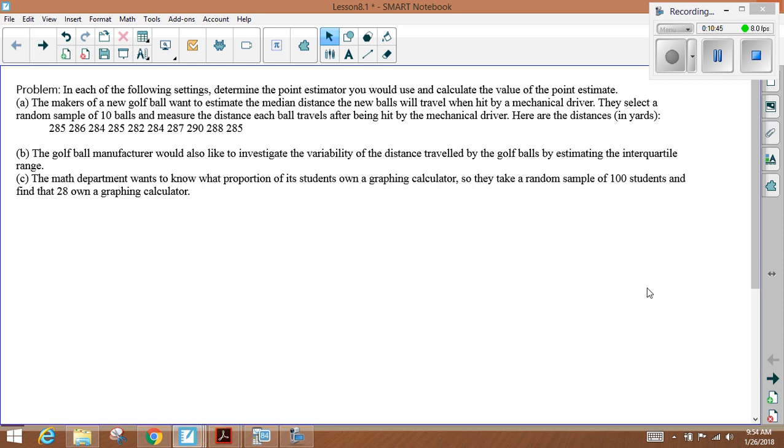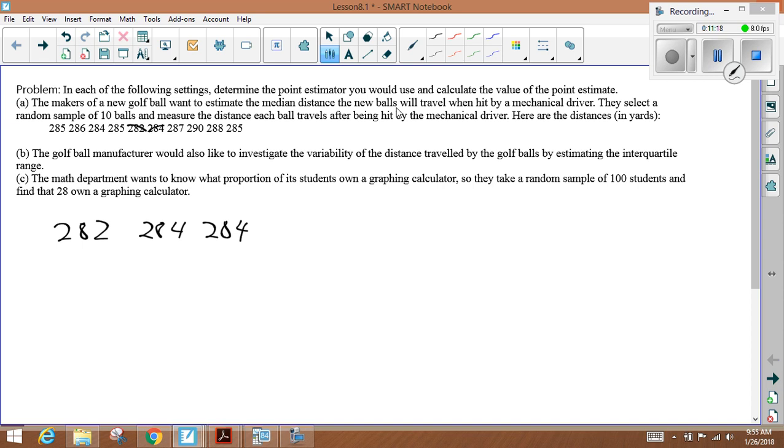What do they want to do? They want to estimate the median distance. So what do we need to do? Find the median. So what's our sample median? Are these in order? Dang it, they're not. Whoops. All right, so we're going to have to put them in order. 282. 284, twice I should say.